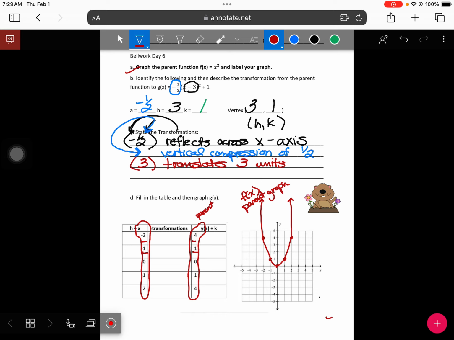Thank you. Translates 3 units in what direction? Right. Good job. To the right. How do I know it's right? Because it's positive. H is horizontal. You're either going to the right or to the left. Okay? And the last one, 1. What's the fancy term we use for that?